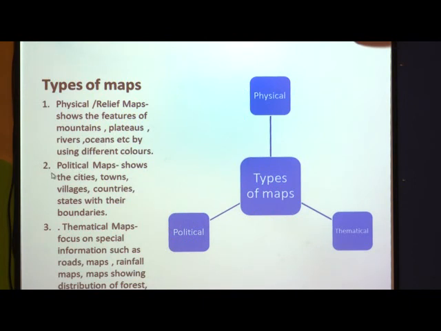Now, second one, we will see what you mean by political map. A political map shows cities, towns, villages, countries, and states with their boundaries. So, whenever you come across a map showing countries, cities, towns, etc. with their boundaries, then we have to assume it is a political map.